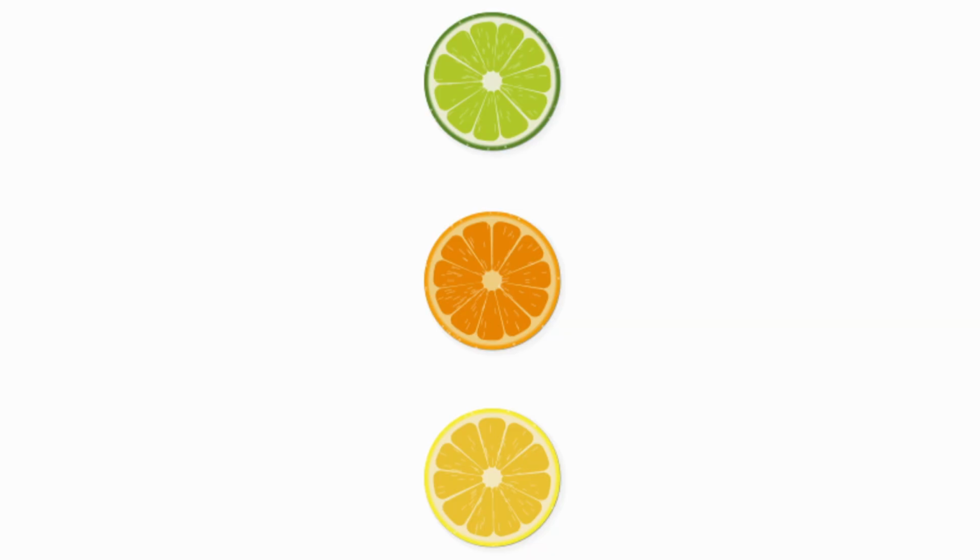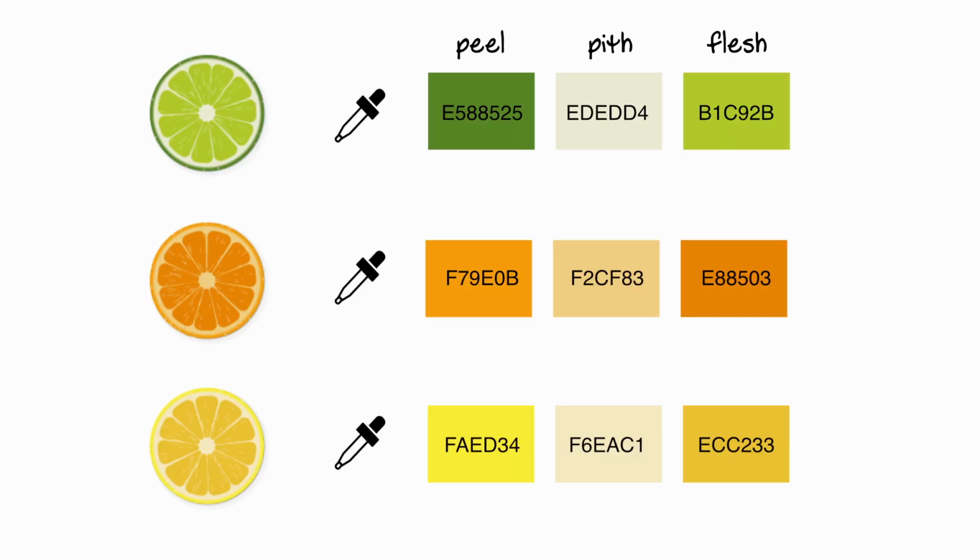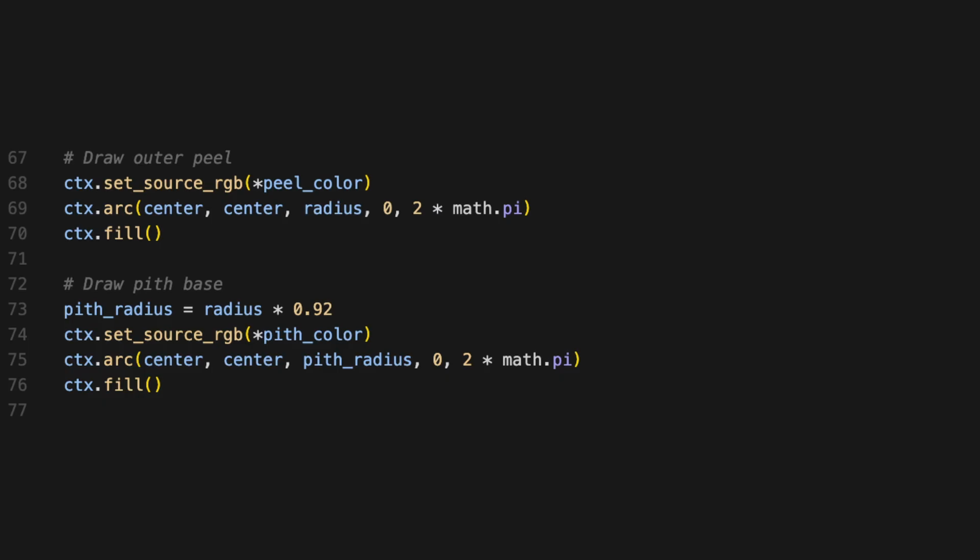I also thought it would be fun to make a routine that draws pictures of lime, lemon, and orange cross sections. We'll use the limes for this puzzle and the other fruits for a future variation of the puzzle. To make the cross sections, I have 3 colors for each fruit, sampled from photos, which represent the peel, the pith, and the meat or flesh color of the fruit. Here's the code that draws the fruit.